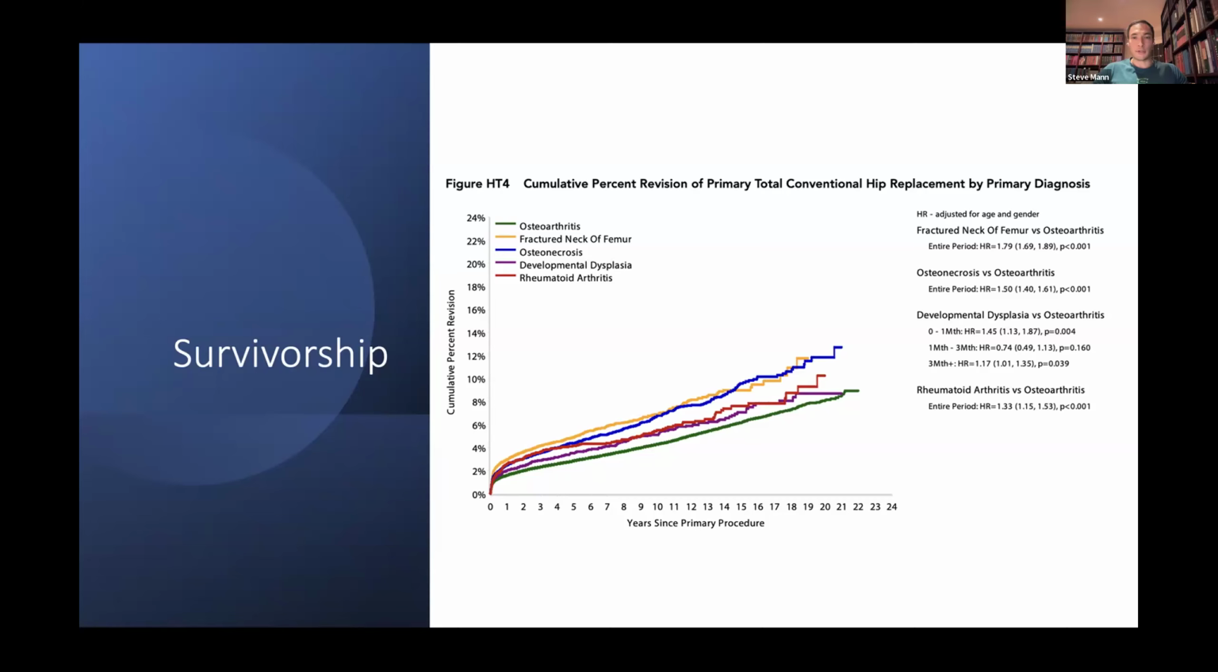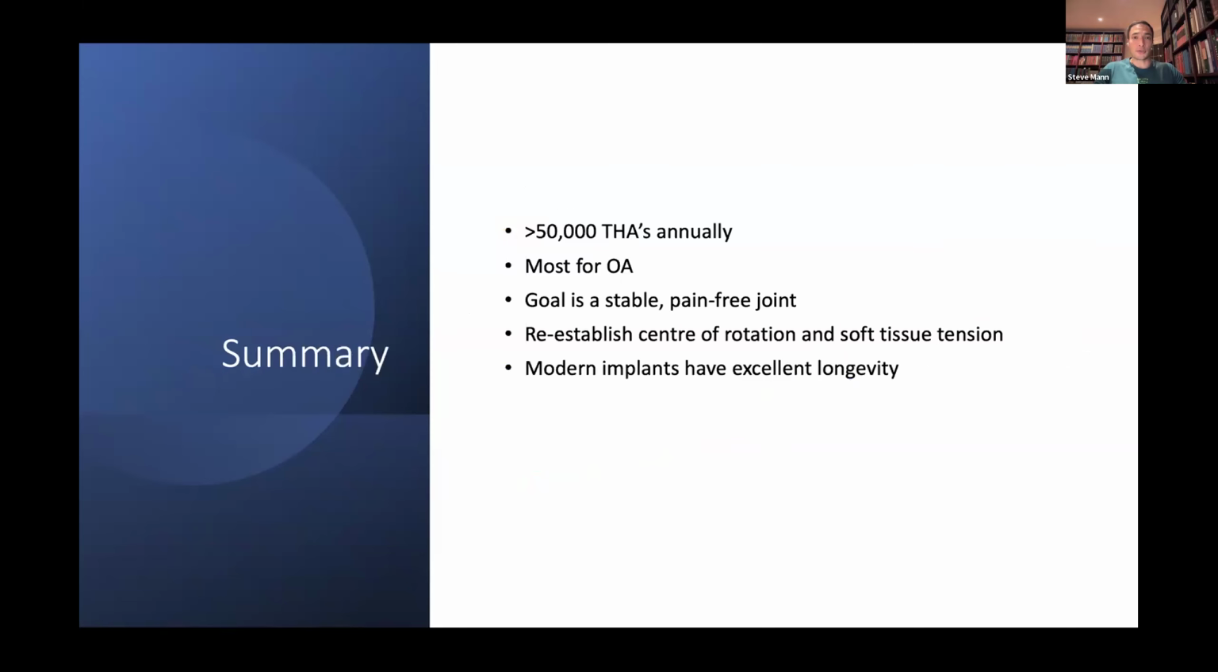You can see slightly different for these other diagnoses, but the vast majority of hips with modern implants have a better than 90% chance of lasting over 20 years, which is pretty remarkable and also really great for our patients.